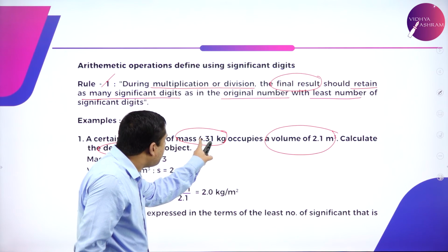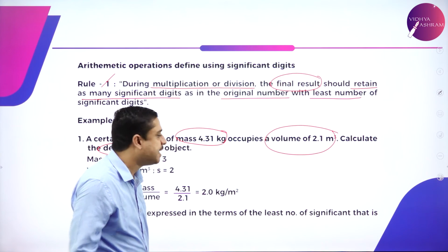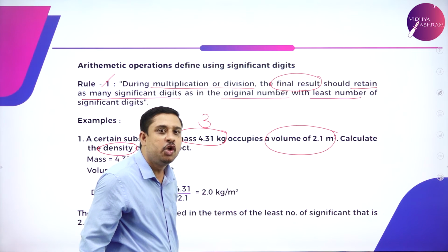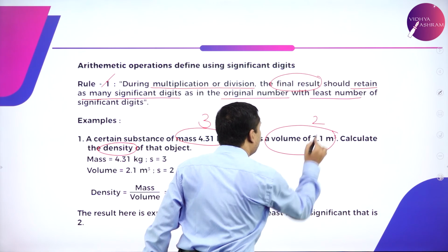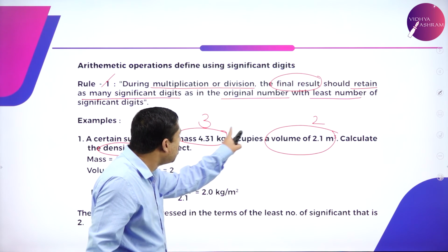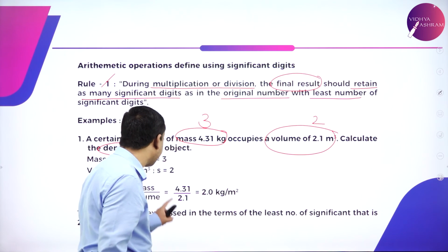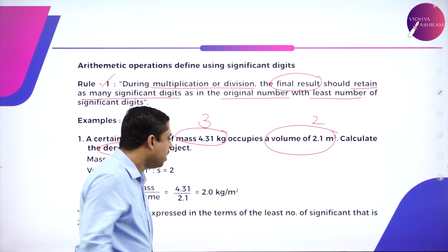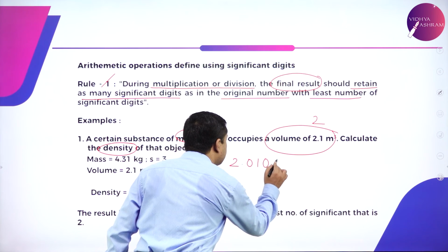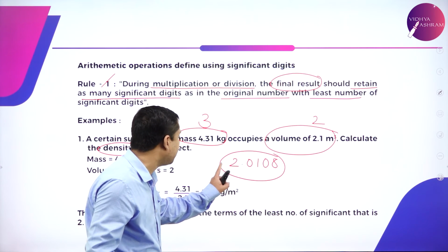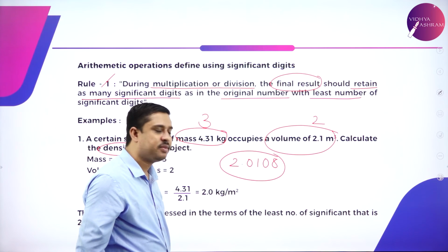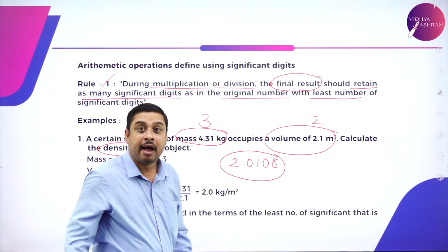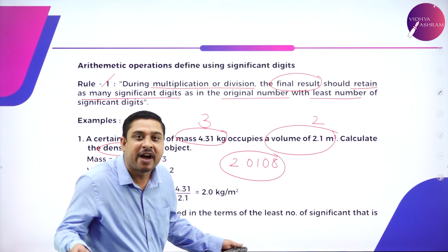So mass is given to be 4.31. How many significant digits? 4, 3, 1. There are 3 significant digits. Volume 2.1 meter cube has 2 significant digits. Mass is known, volume is known. How will I calculate density? Mass divided by volume. 4.31 divided by 2.1. Now I suppose you get 2.0108 as the answer. How many decimals should I report in the final result?